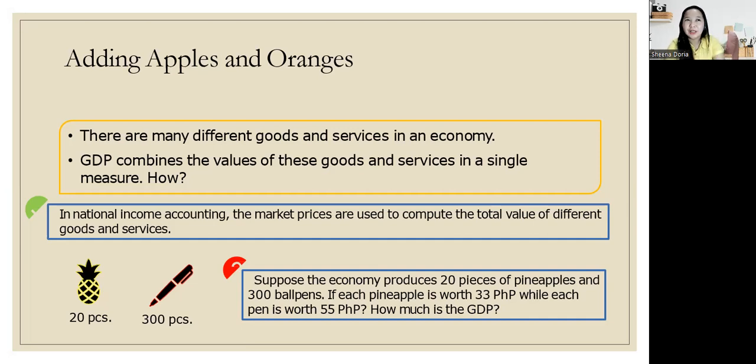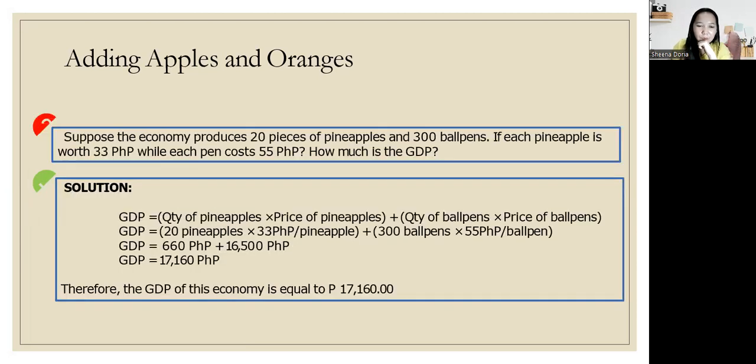Mahal ng ballpen, siguro GTEC yun. Anyway, so this is the solution. So if you're not yet done, you can pause it para at least ma-verify natin kung tama ang sagot ninyo. Okay. So again, 20 times 33 is 660. 300 times 55 is 16,500. So the GDP is 17,160. So parang ano lang siya, simplification of reality that we can add the value of each good kahit magkakaiba sila kasi meron silang prices.